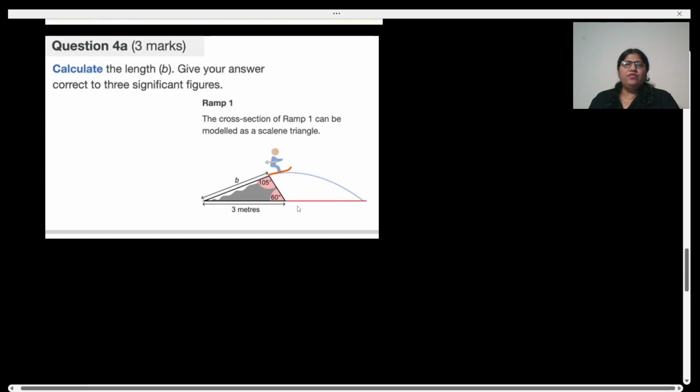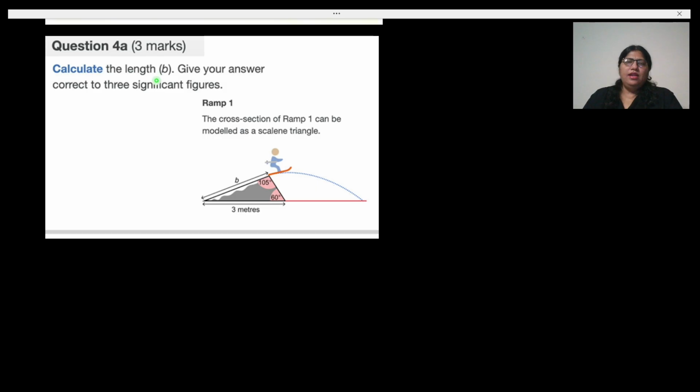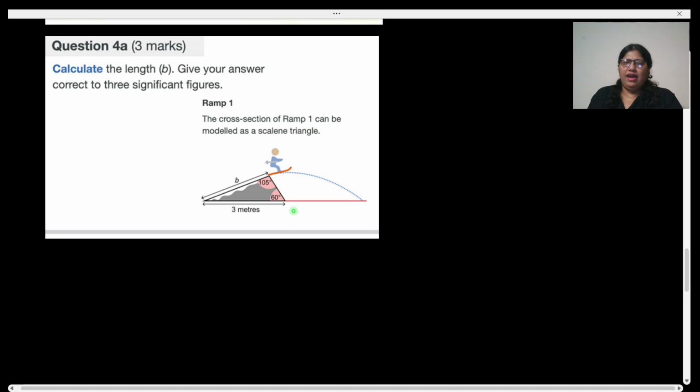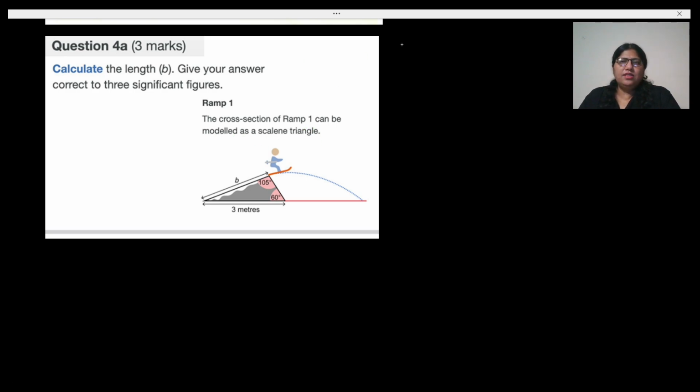How are you going to do it? The first part says calculate the length B. This is the cross section of ramp 1, which can be modeled as a scalene triangle. They have already given 60 degrees and 105 degrees, because what do we need to calculate here? Length B. How to calculate the length B? Give your answer correct to three significant figures. Now I can use the sine rule, because you know that the side opposite 60 degrees is missing and the side opposite 105 degrees is known. So what is the sine rule here?